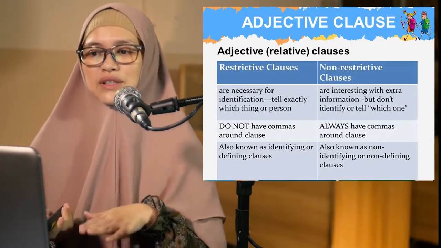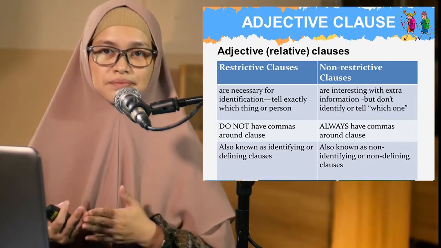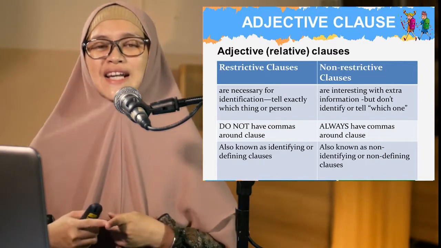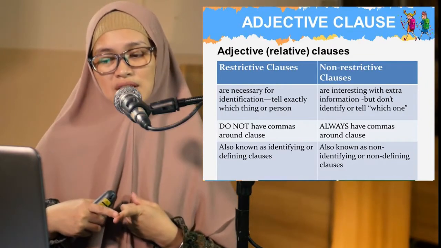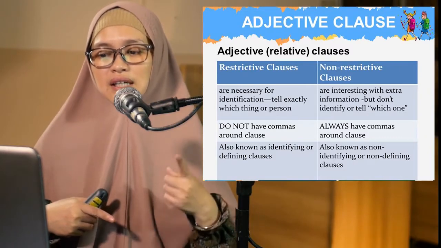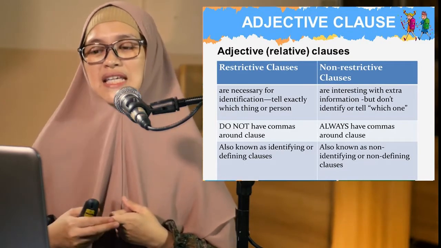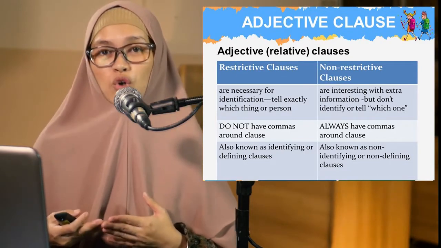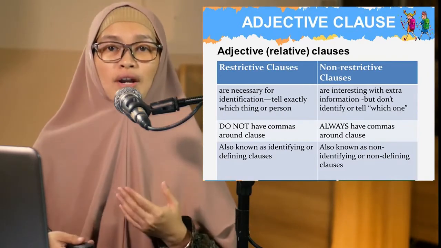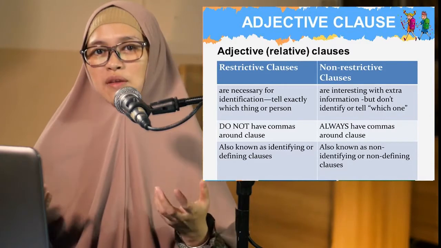Now, I would like to give you more detail about the types of adjective clause. Adjective clauses are divided into two types. The first one is defining relative clauses, or sometimes people say restrictive relative clauses. And the second type is non-defining relative clauses, also known as non-restrictive relative clauses. Okay, what is the difference between them?